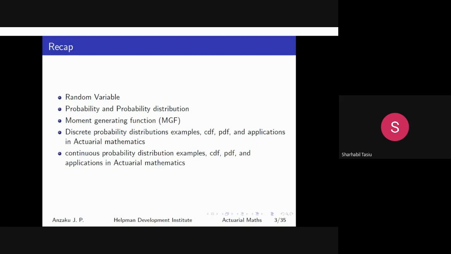And then we look at the CDF, the PDF, and applications in actuarial mathematics. And some notable discrete probability distributions were the Bernoulli probability distribution, the binomial, the discrete uniform distribution, the geometric distribution, the Poisson distribution, and so on and so forth. You can go on and on. And I think this is one of the questions that came out in the exams, right?